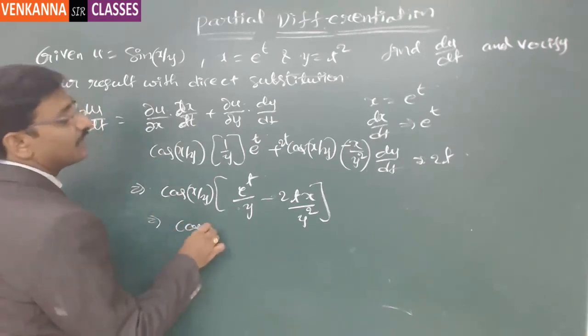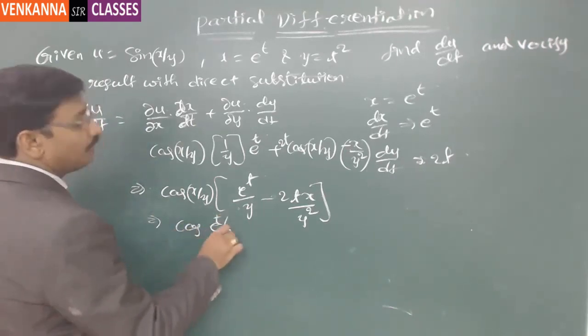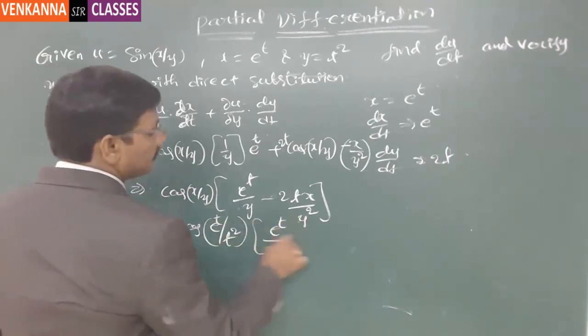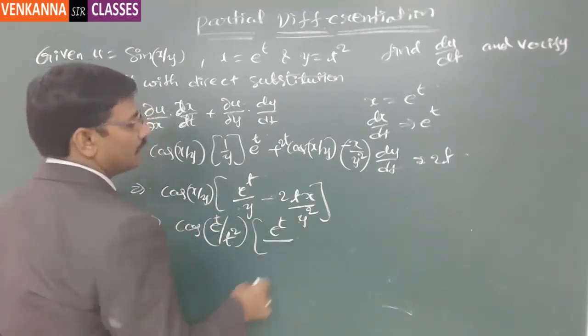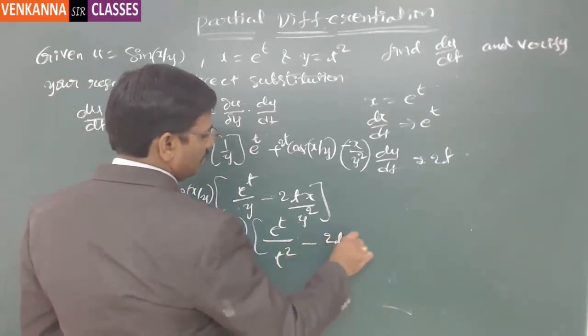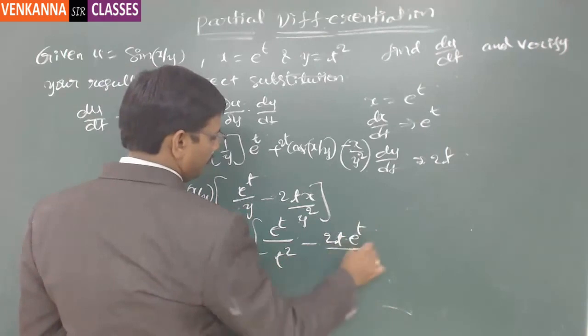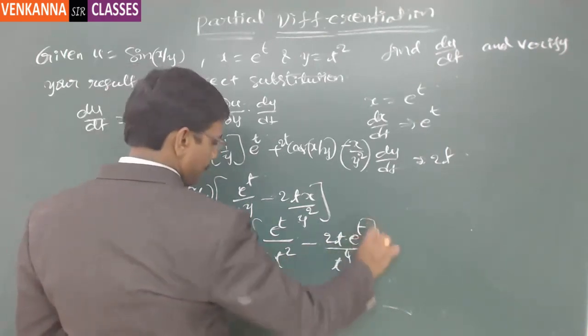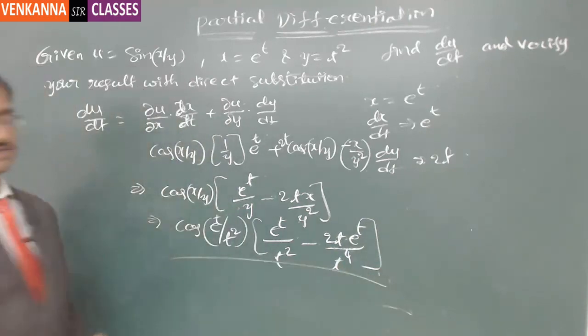Cos of x is nothing but e power t by t square into e power t by, so y is nothing but t square, minus 2t into x is e power t divided by y square is nothing but t power 4. So this is as a function of time. Clear? Got it?